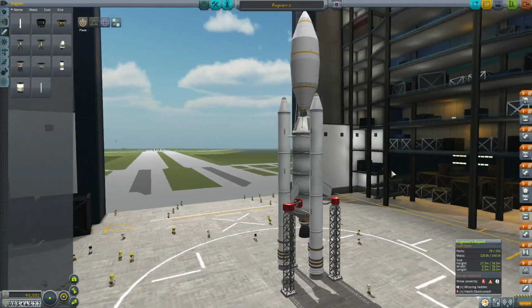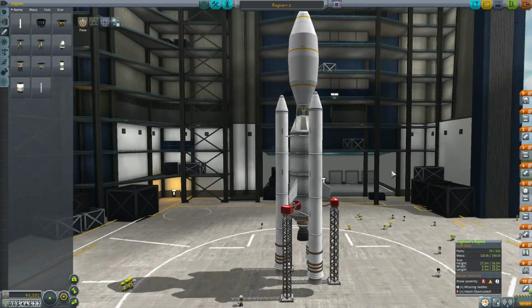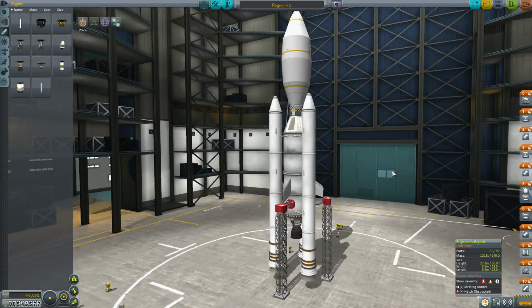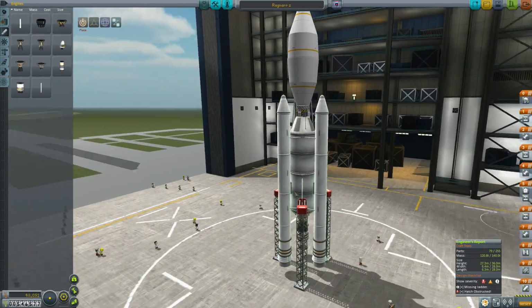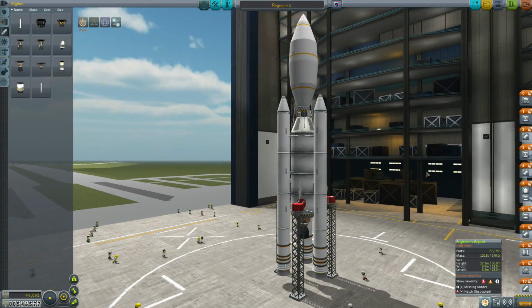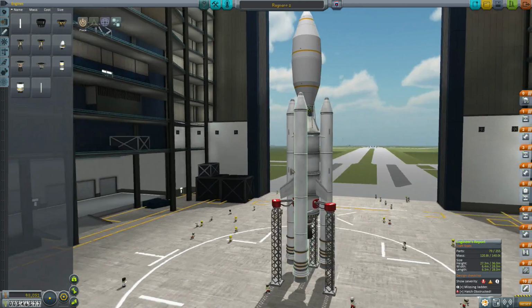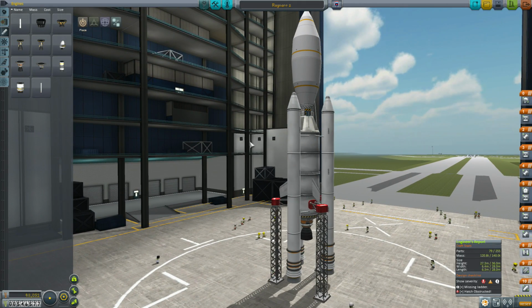Good afternoon guys, welcome to Kerbal Space Program tutorial: thrust to weight ratio. It's something that I get chucked around a couple of times and I get asked at uni or at work, and they're like, what the hell's thrust to weight ratio? So I'm going to make a little video on it.